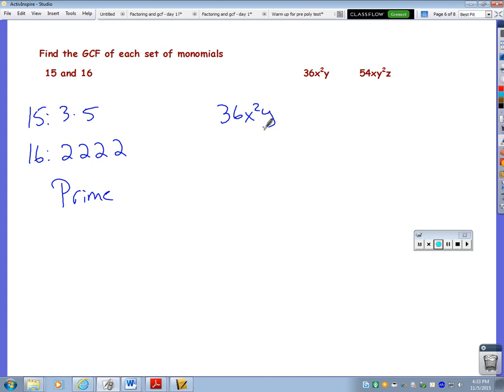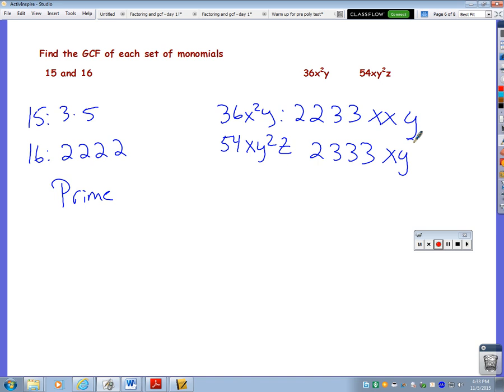36x squared y and 54x y squared z: 36 is 2 times 2 times 3 times 3, and 54 is 2 times 3 times 3 times 3, times x, y, y, z.